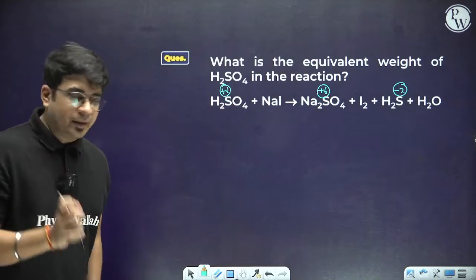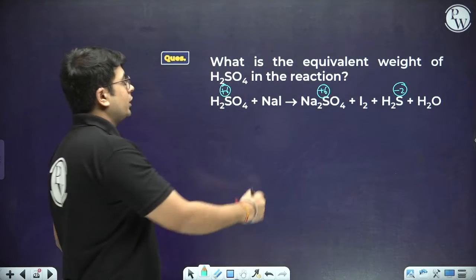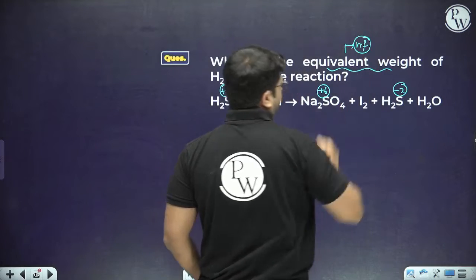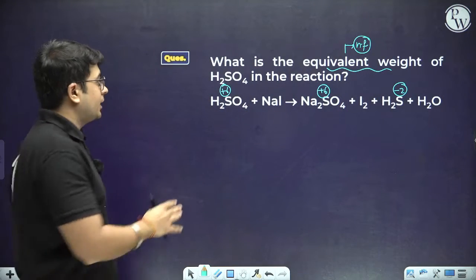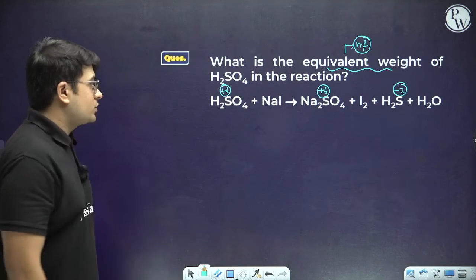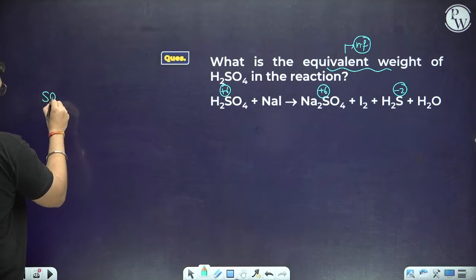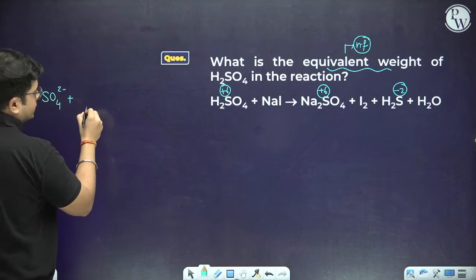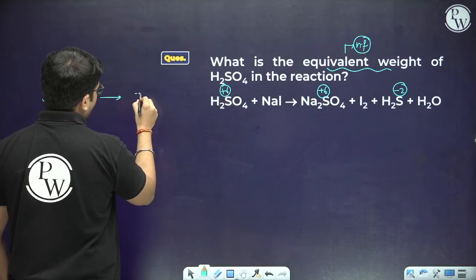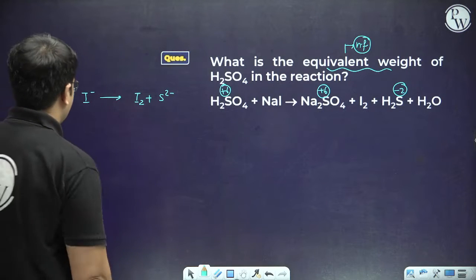So you have to determine the balanced chemical equation, and then only you can proceed for the calculation of equivalent weight, because for equivalent weight of H2SO4, the only thing calculated will be n factor. So n factor means you have to calculate what is the n factor of this entire part. Some amount is converting into Na2SO4 and some amount is converting into H2S only. So if I talk about the equation, that equation will be SO4 2 negative plus I negative is converting into I2 plus S2 negative. Okay, that is the entire part of the reaction.